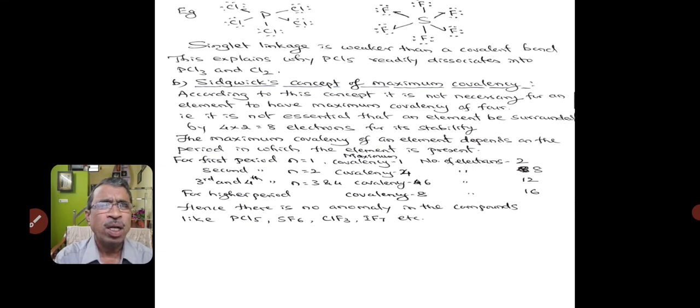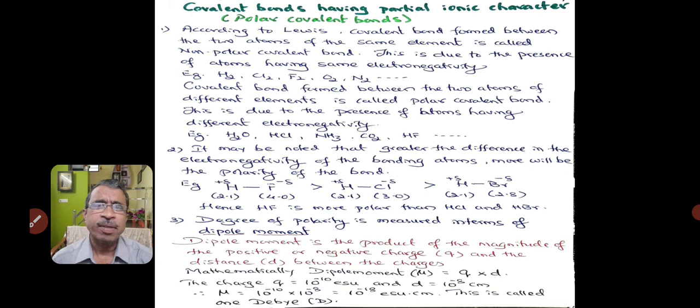Therefore, in these elements, it can occupy up to 12 electrons. For periods 3 and 4, the maximum covalency is 6 and 8, so that it can take 12 and 16 electrons. Hence, there is no anomaly in compounds like PCl5, SF6, ClF3, IF7 and so on. So this is how Sidgwick explained the maximum covalency.